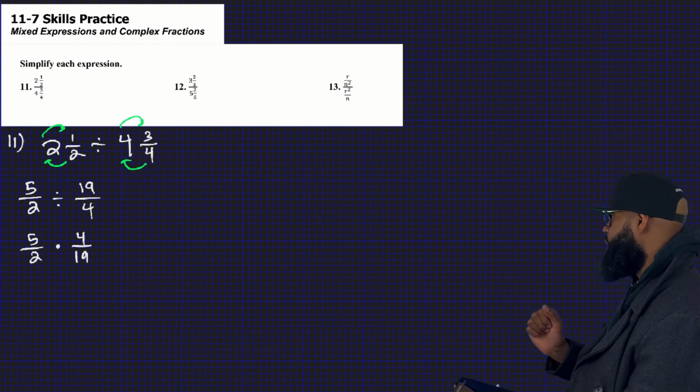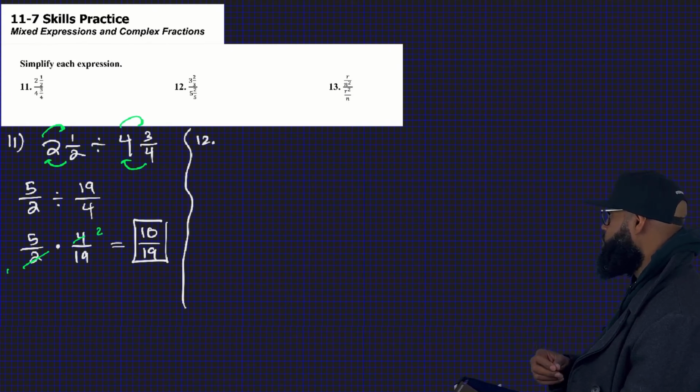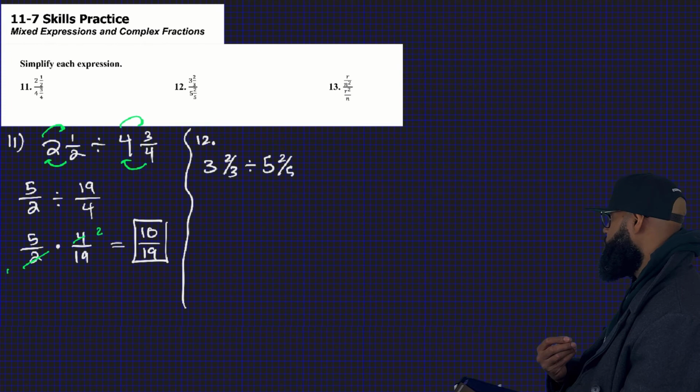So there it is. Now I flip it. And of course, if you can cross simplify, go ahead. 2 goes into 2, 2 goes into 4. 5 is prime, 19 is prime, so 2 times 5, and 19 times 1, 10/19ths. So again, as I look at 12, let me read it. 3 2/3 divided by 5 2/5. Well, write that. 3 2/3 divided by, there it is, 5 2/5. Now I'm like, oh, okay, that's it? Yeah. Mixed number becomes an improper fraction. 3 times 3 plus 2.